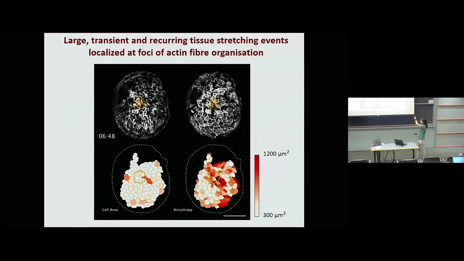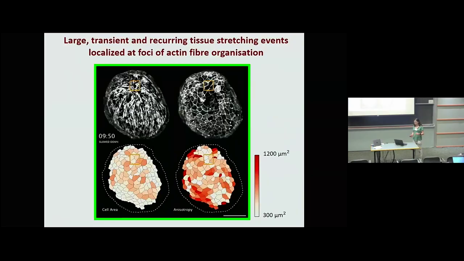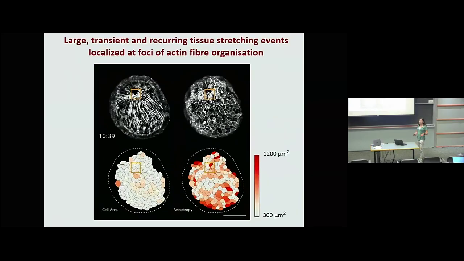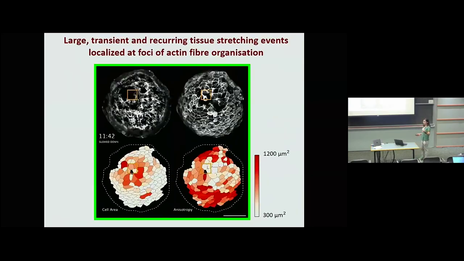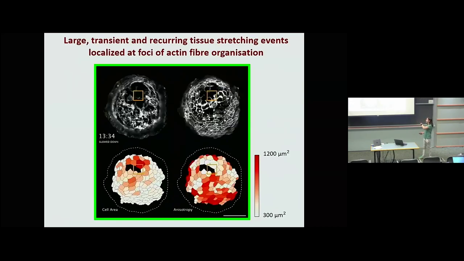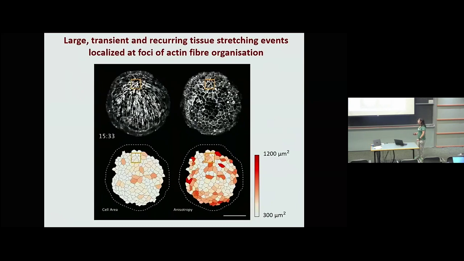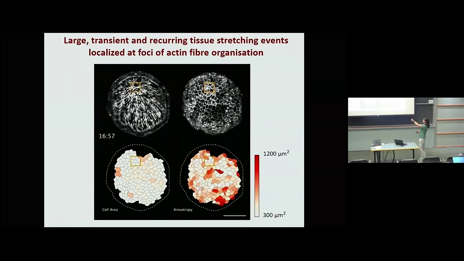to this site that I'm marking with this yellow circle, which is this early focus of the actin fibers, which will become the +1 defect. And if you look at this movie now, what you will be able to see is that this site undergoes these multiple large transient deformation events. So the cells at the early focus and later defect site become transiently really stretched. You can see this quantified in the images below.